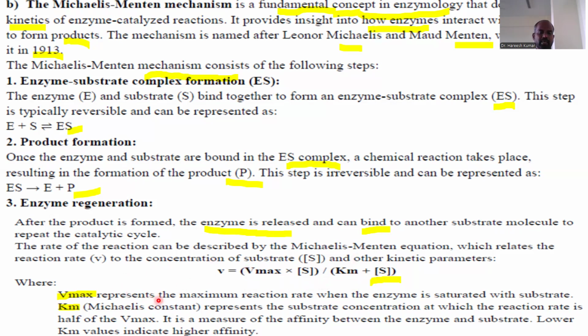Here, Vmax represents the maximum reaction rate when the enzyme is saturated with the substrate. Km is the Michaelis constant, which represents the substrate concentration at which the reaction rate is half of the Vmax. It is a measure of affinity between the enzyme and the substrate. Lower Km values indicate higher affinity. Let's continue this in the next slide.